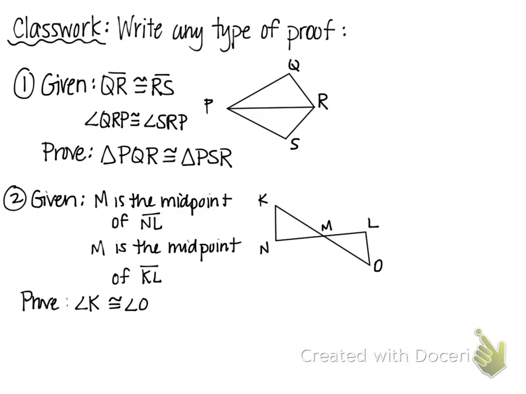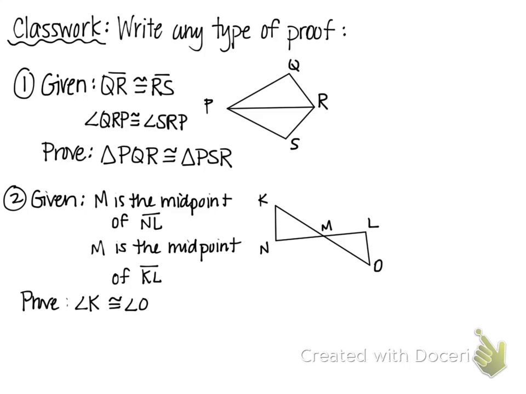Okay, so here's some classwork. It says write any type of proof. So you can pick between 2-column, paragraph, or flow, whatever you're the most comfortable with. So the first one says given QR is congruent to RS, and we have angle QRP is congruent to angle SRP. So then we're going to prove two triangles congruent. So remember to mark all of your given on your picture first, and then decide, is there anything else from the picture you can get to get 3 things to prove the triangles congruent.